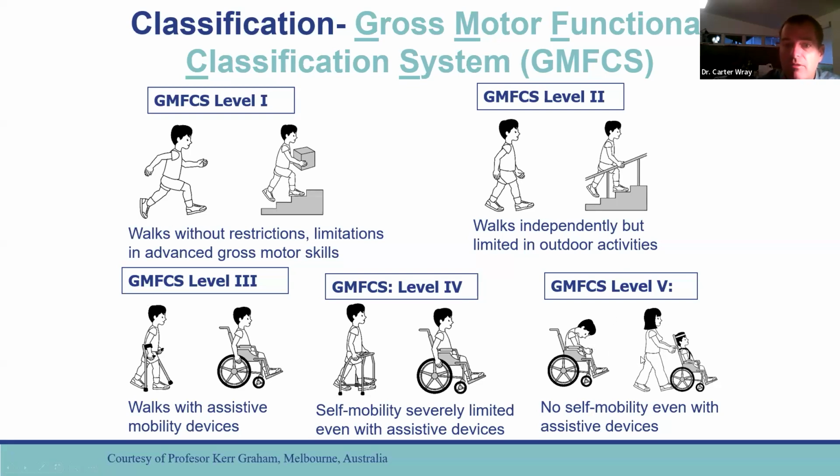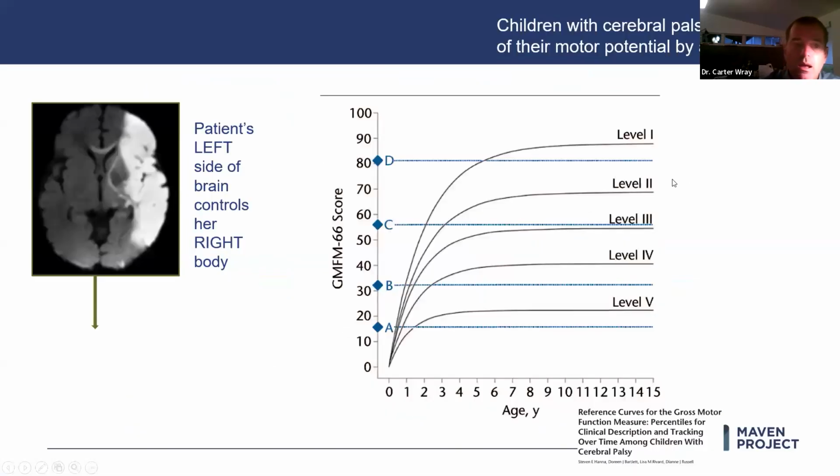So the spectrum of cerebral palsy, when you say it to people, most parents are going to be very, very scared because they're going to be thinking about the kids who are in wheelchairs. And the reality is there's lots of kids with cerebral palsy who walk on their own.